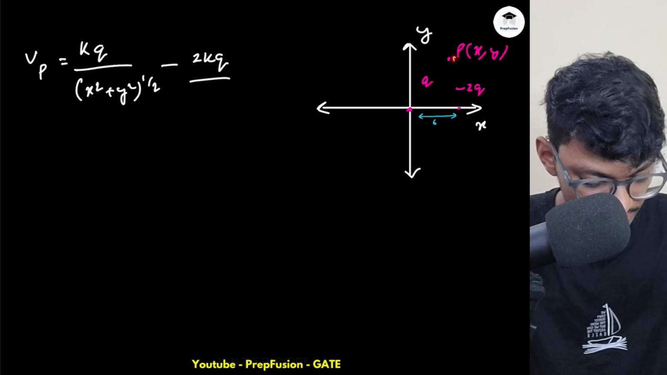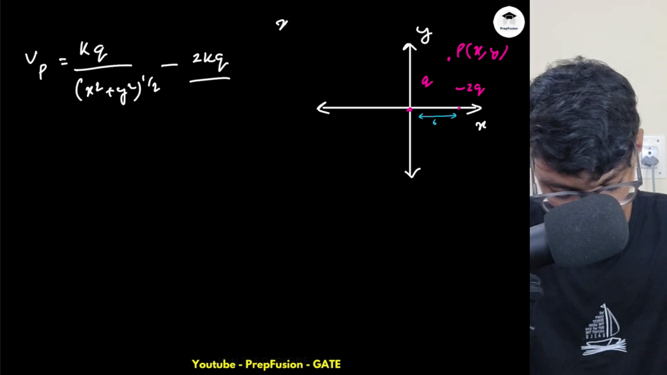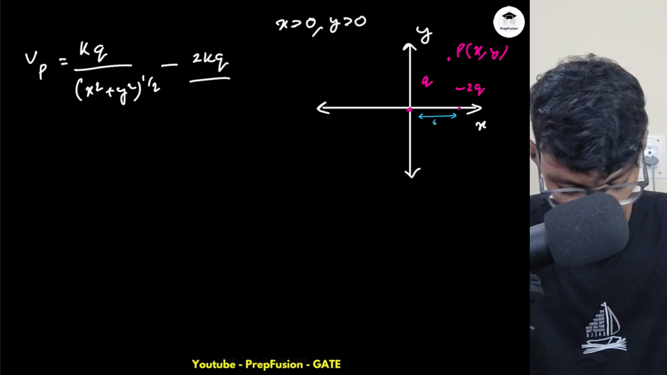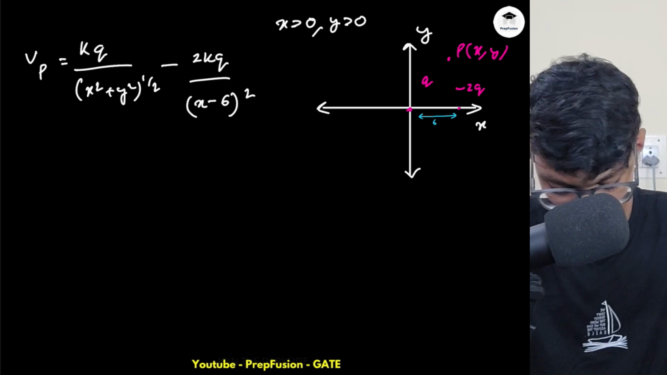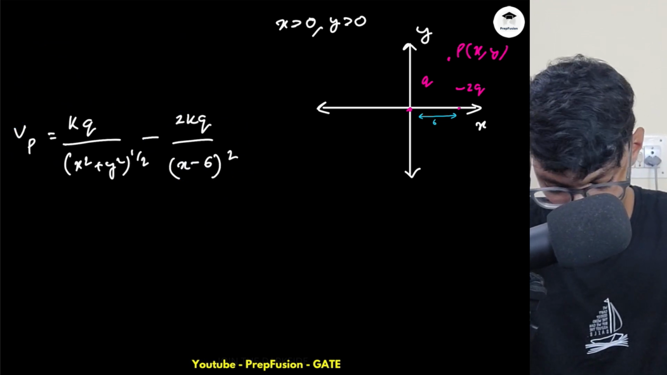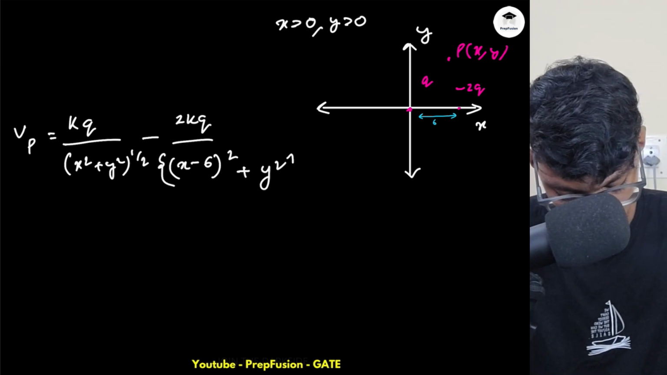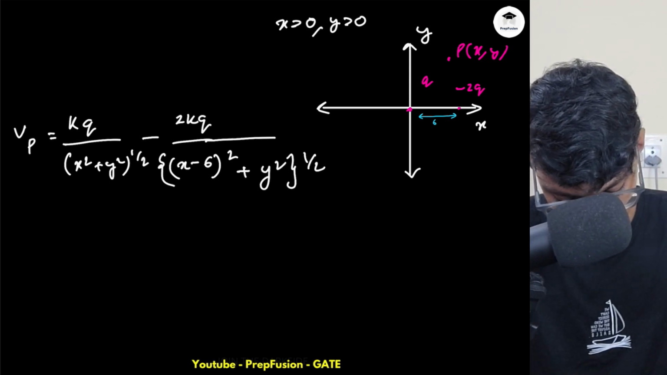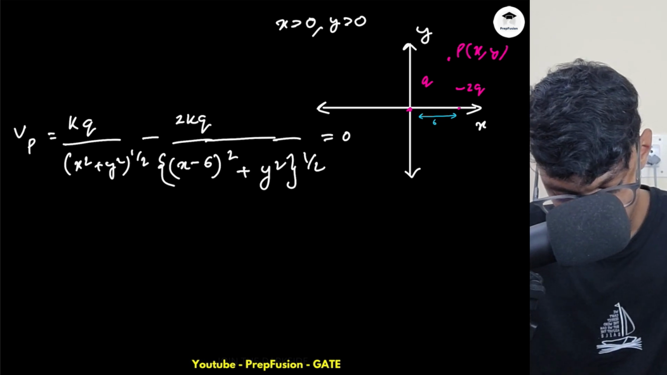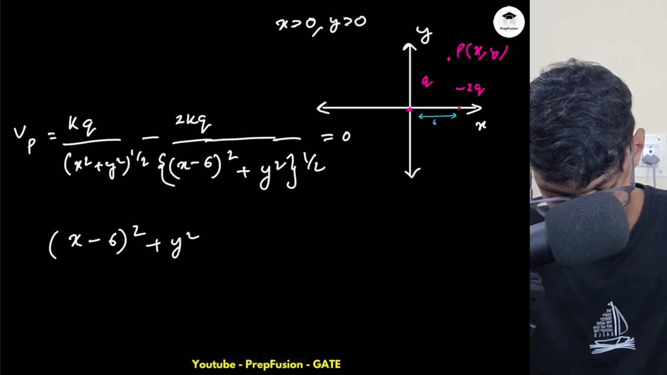And what is the distance here actually? So x has reduced by distance 6. So I will assume that x is greater than 0 and y greater than 0. That is my assumption. So this will be the square root of x minus 6 whole square, as I am lying in the first quadrant, correct? And plus y square, y hasn't changed, whole under root. This should be equal to 0. So if this is equal to 0, what will happen? Overall this will come out to be x minus 6 whole square plus y square.